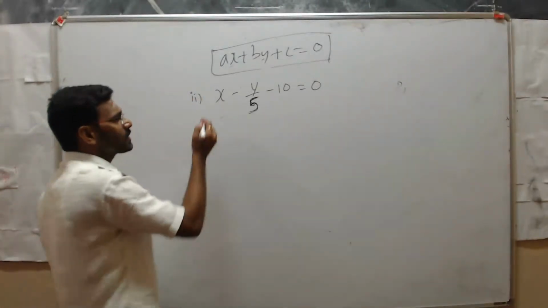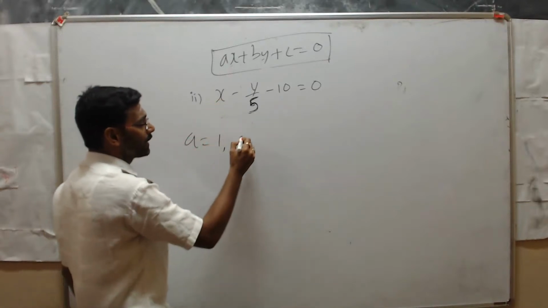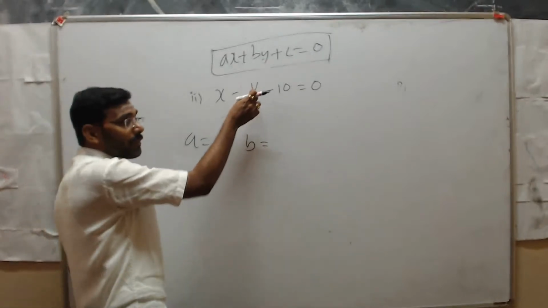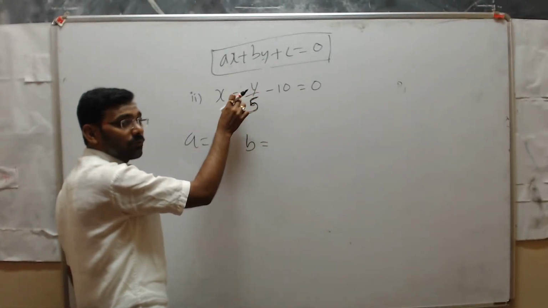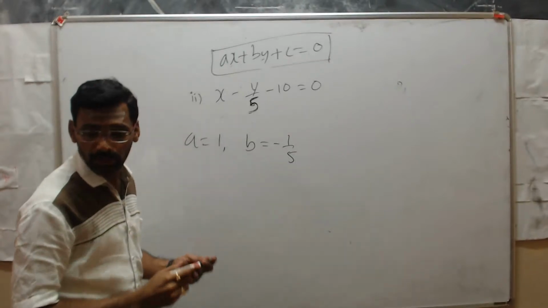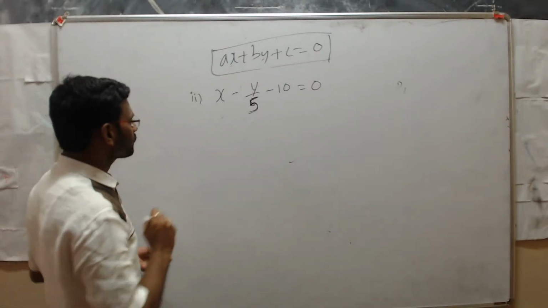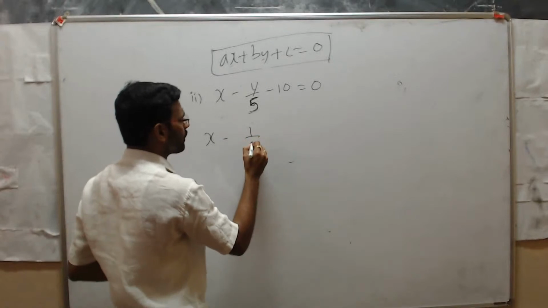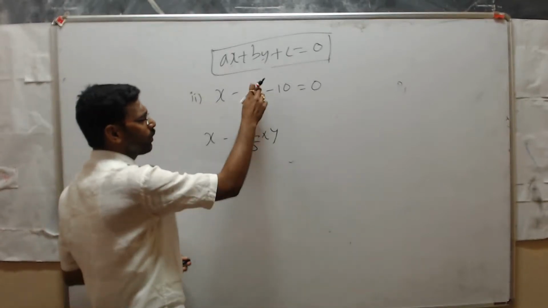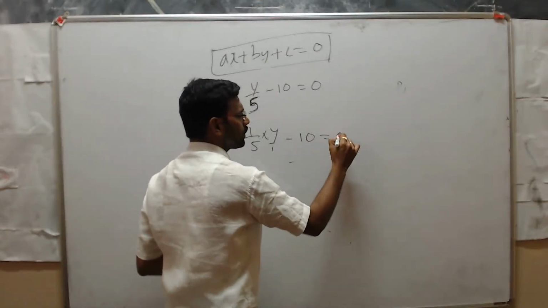Then if there is no coefficient, what is the value of A here? 1 or plus 1. B value is 1 by 5. Y by 5 means the coefficient of y is minus 1 by 5. So how can we find it? Like this: x minus 1 by 5 into y. Both are same. 1 into y, y. If there is no number, it means 1. 5 1 is 5. Minus 10 is equal to 0.